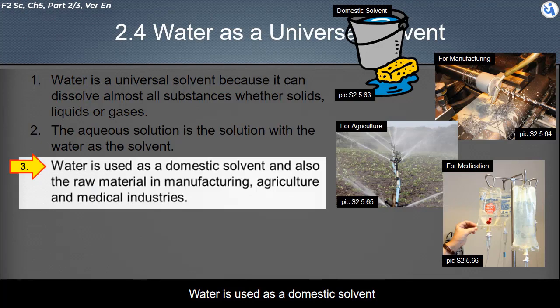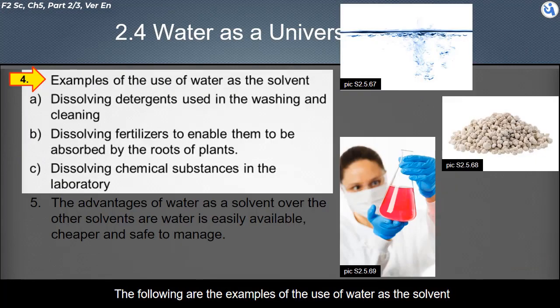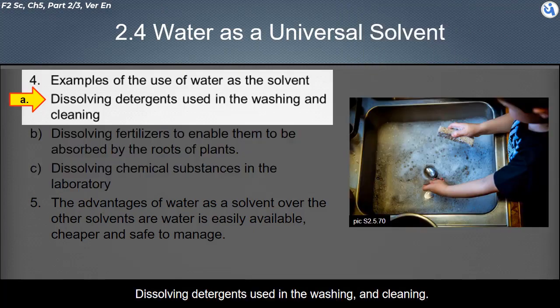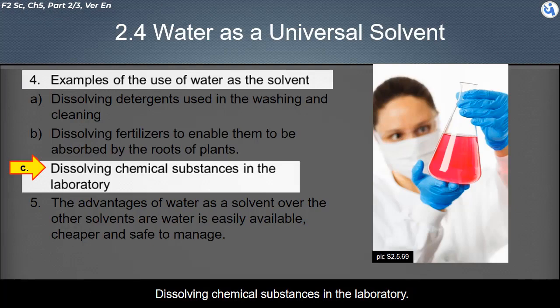Water is used as a domestic solvent, and also the raw material in manufacturing, agriculture, and medical industries. The following are the examples of the use of water as the solvent. Dissolving detergents used in the washing and cleaning. Dissolving fertilizers, to enable them to be absorbed by the roots of plants. Dissolving chemical substances in the laboratory.